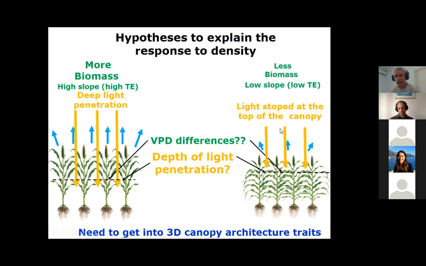Whereas here, the canopy would be such that the light would not penetrate deep in the canopy, and it would only benefit the leaves that are at the top of the canopy, those that are exposed more to the VPD of the atmosphere, to higher VPD conditions. And that's part of the reason why these would have a lower water use efficiency. And so I'm just now recruiting a PhD student who is going to be basically dealing with measuring the 3D architecture traits and comparing genotypes for those 3D architecture traits.